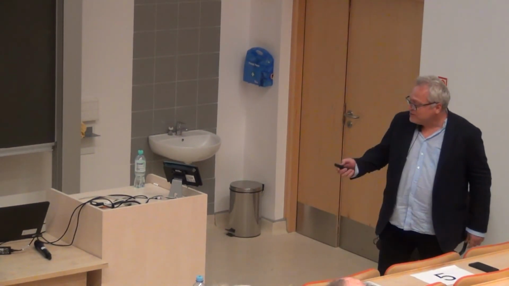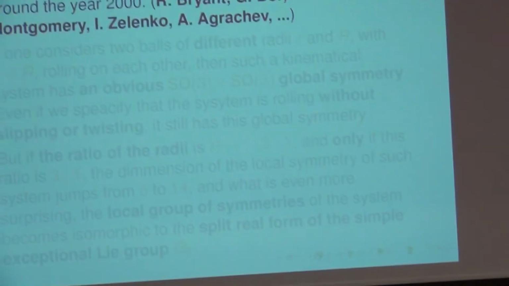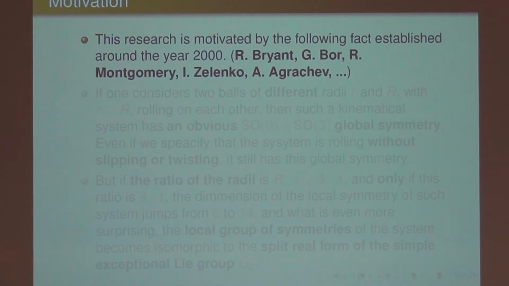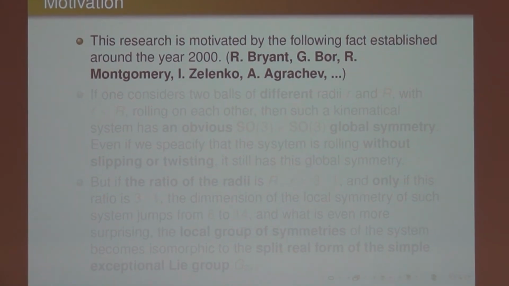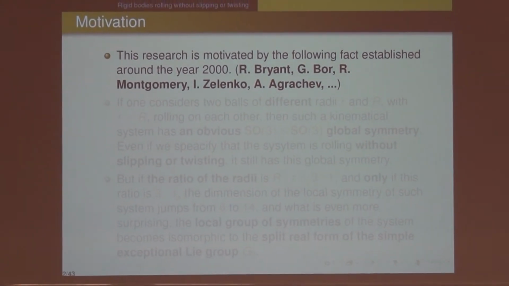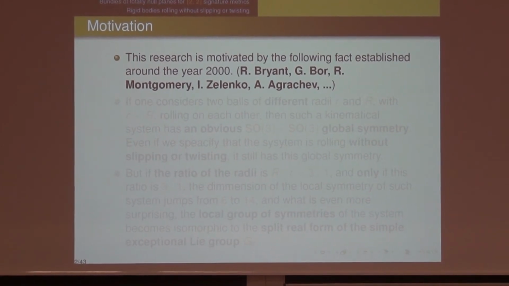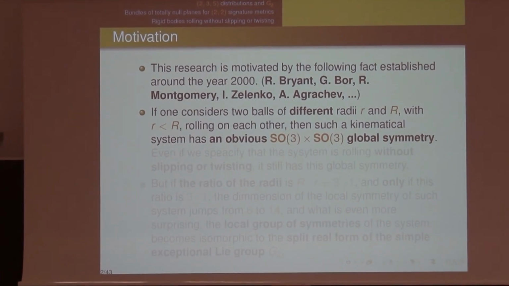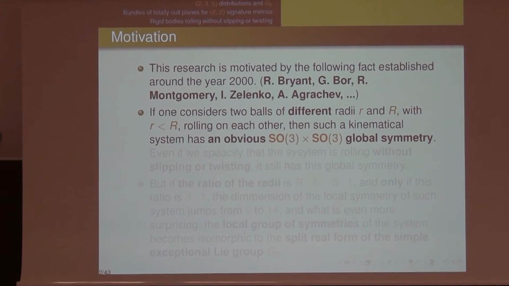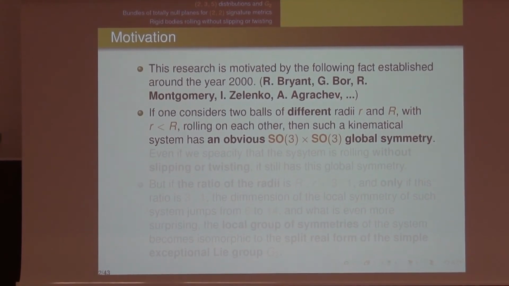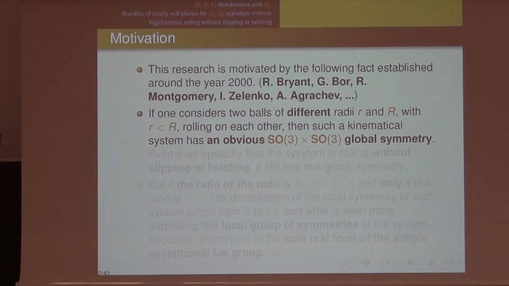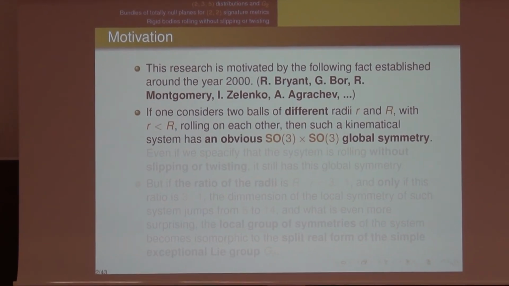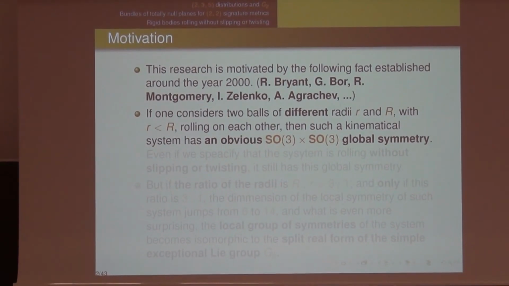So the motivation for this talk is a certain fact that was observed by Robert Bryant, but other people as well, around the year 2000. And this fact is from kinematics of classical mechanics. So if you just consider 2 balls, one of radius small r, and the other of capital R, and suppose that they are rolling on each other. So this mechanical system has obvious SO3 times SO3 symmetry, because this ball has SO3 symmetry, this has SO3 symmetry. So the symmetry of the system, the global symmetry, is immediately 6-dimensional.